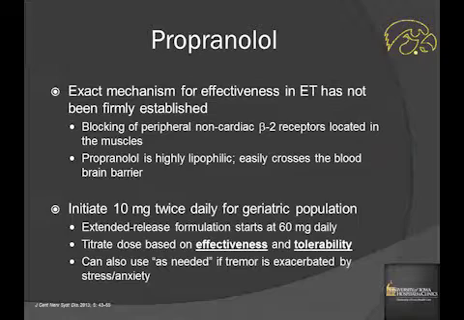Now, in that class of the non-specific beta blockers, propranolol is really the one that we talk about most frequently in terms of treating essential tremors. Unfortunately, and this actually is a pretty common theme for this, the exact mechanism for the effectiveness in essential tremor has not really been established. It's thought that there might be a couple mechanisms at play here. First of all, blocking of the peripheral non-cardiac beta 2 receptors, so the ones that are not in the heart, that are specifically located in the muscles, actually may decrease the activation of that and decrease the essential tremor. Additionally, propranolol is highly lipophilic, which means it can easily cross the blood-brain barrier. And so there's thoughts that that has a beneficial effect for essential tremor as well.